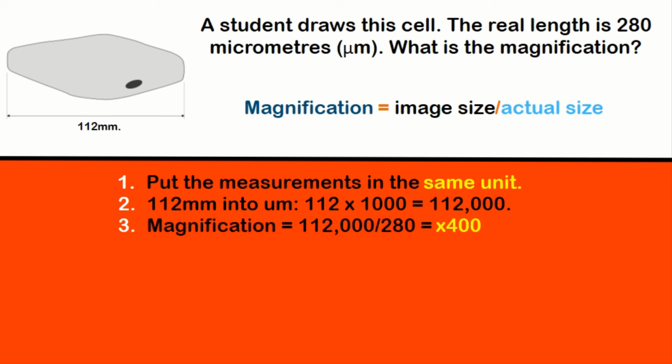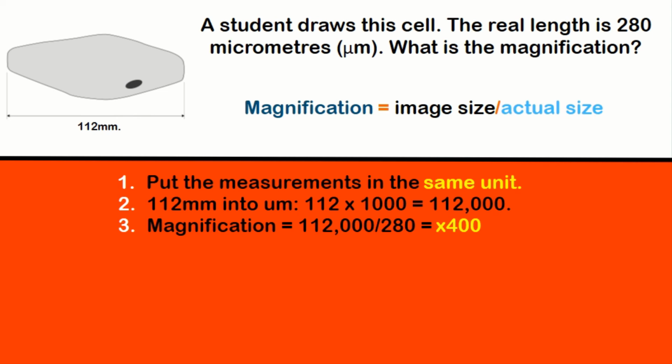So now magnification is the image size, which I now have as 112,000. And I divide it by the real size, which is 280, and that will give me 400. So that little times next to the 400 tells me it's 400 times bigger. In other words, the magnification is 400 times bigger.